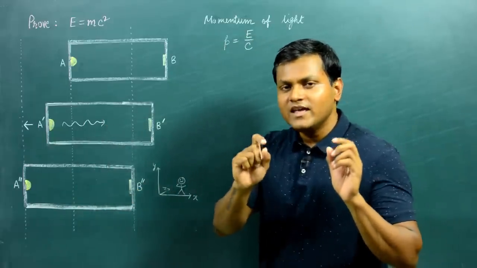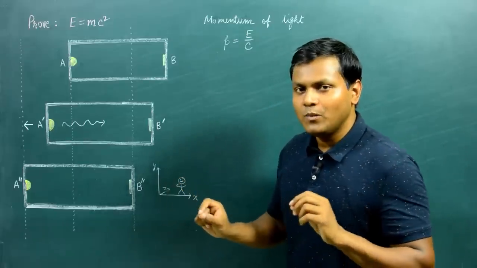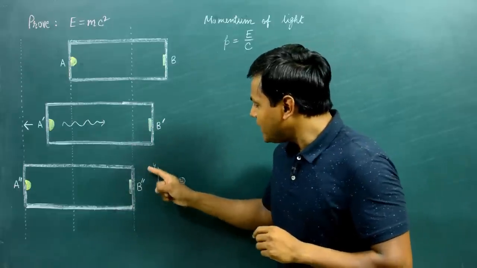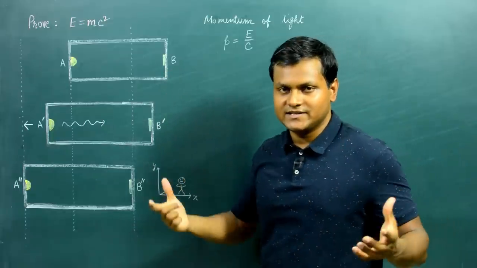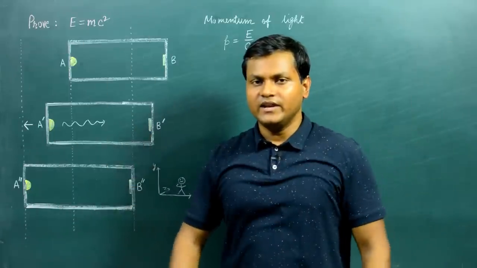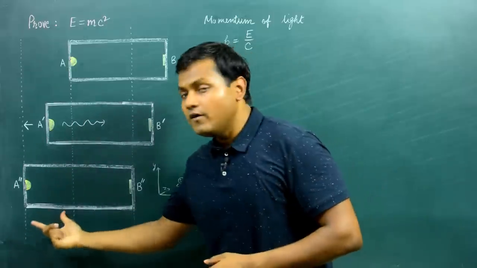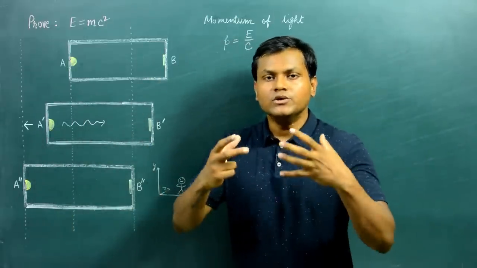However, there is a problem here. Can you identify the problem? The problem is very simple. I already told you that from the perspective of this inertial observer, this container was initially at rest, and this container is an isolated system free from any kind of external force. So how can an isolated system move without any external forces acting on it? This violates Newton's first law.